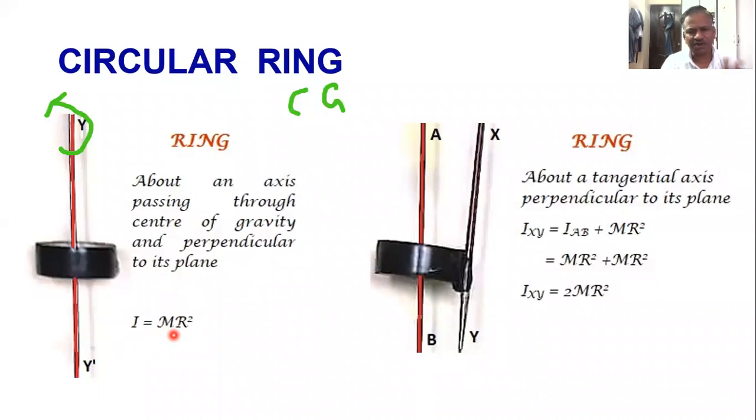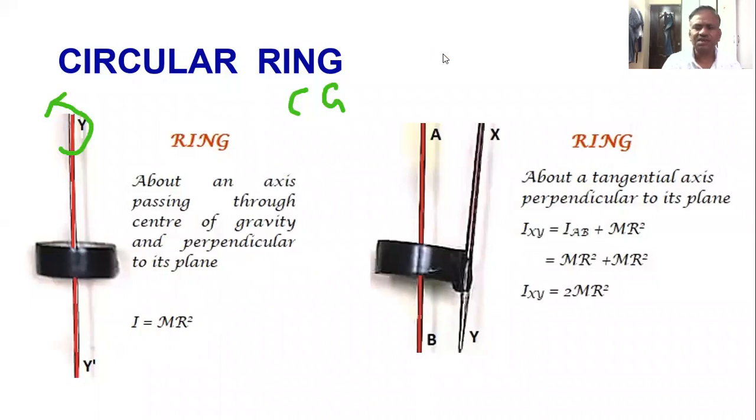Of course, there are various formulas, nearly 4 in the circular ring, and also in the disc and the lamina. I will tell you one easy method to remember this. I equals m r square: remember this for the circular ring.